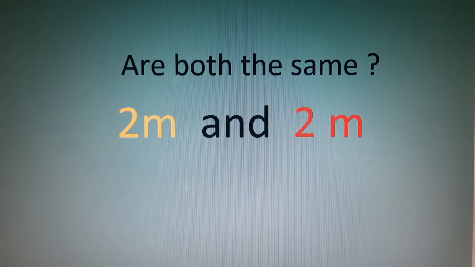In the first term, between 2 and m, no gap, but in the second one, you can see a gap between 2 and m. Then you have to understand that these two are not the same, they are different. So what is the meaning of 2m and what is the meaning of 2 gap m?